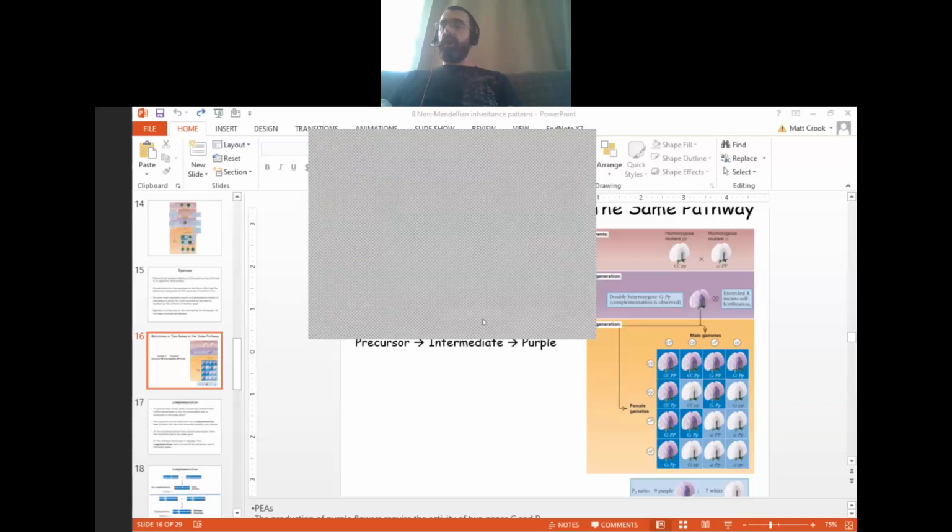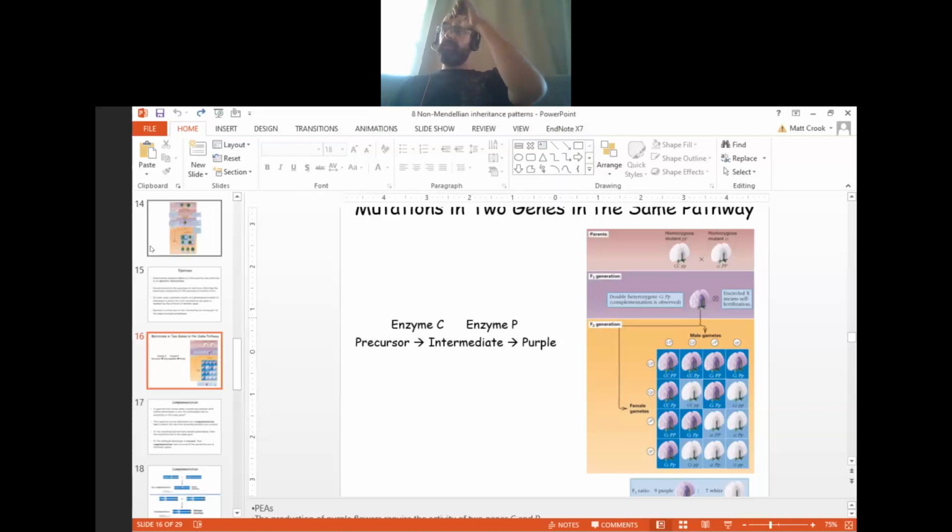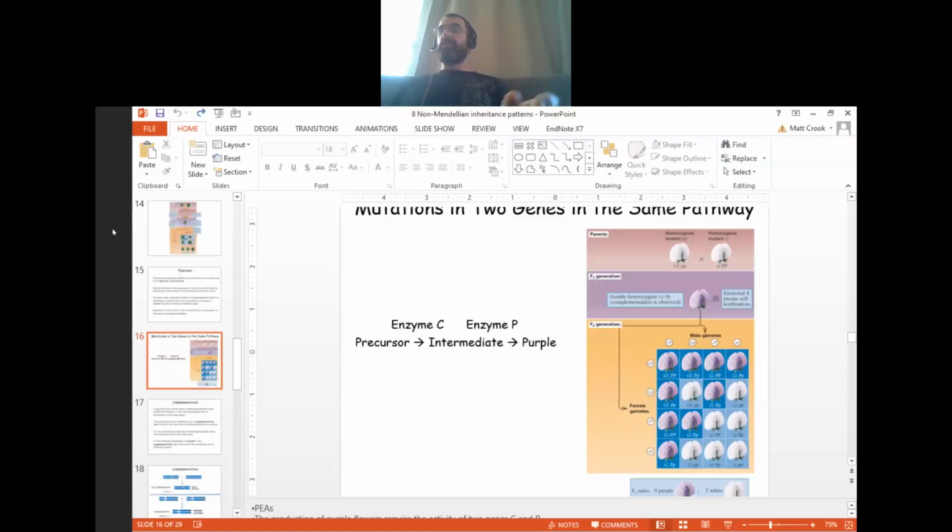Okay. O is always recessive. That's right. So it's homozygous recessive. Well, so group O, the phenotype, is homozygous recessive. The O allele is also recessive.